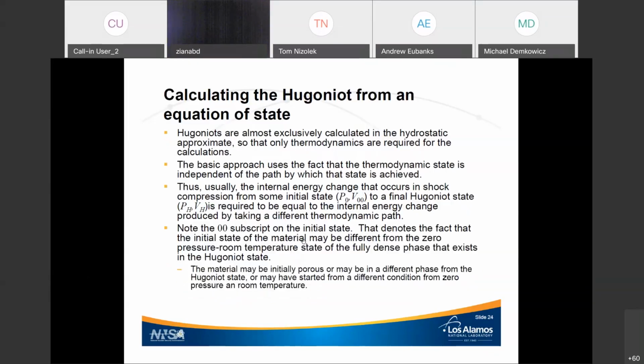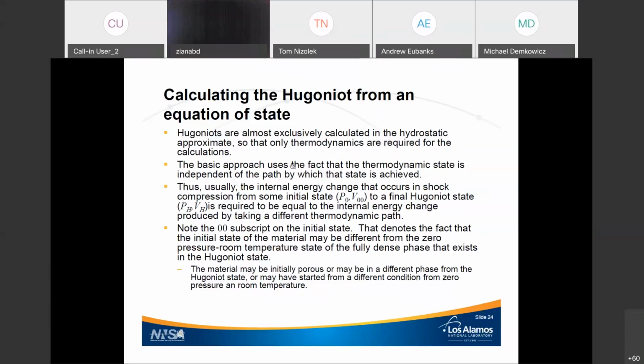Now, sometimes we know an equation of state, but we don't know a Hugoniot, and we would like to. When we calculate the Hugoniot, we almost always make the hydrostatic approximation. So only thermodynamics, we don't have to worry about strength effects or stress deviators or things like that in order to calculate what the Hugoniot looks like.